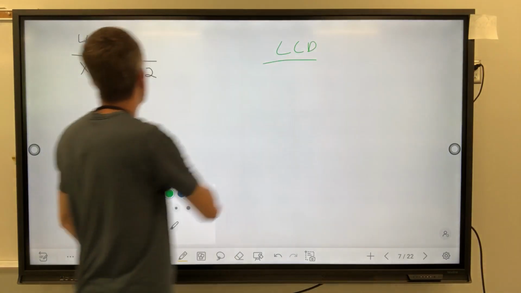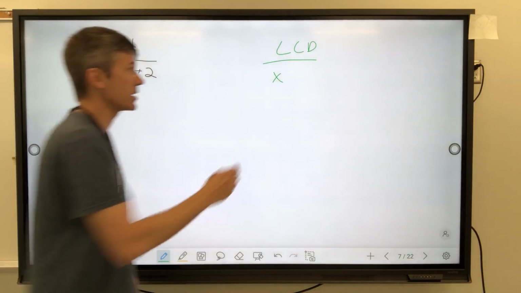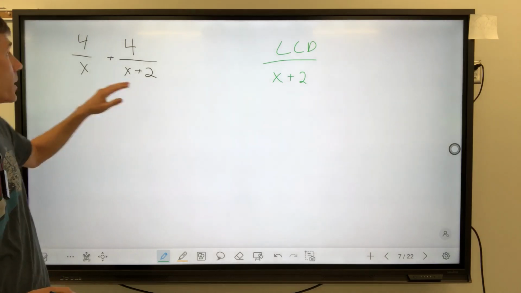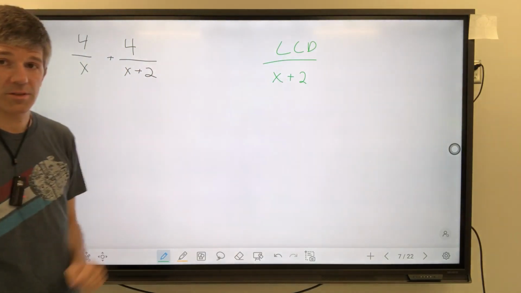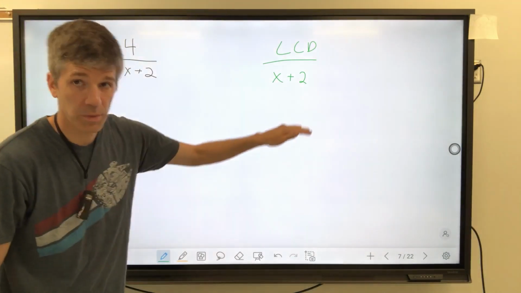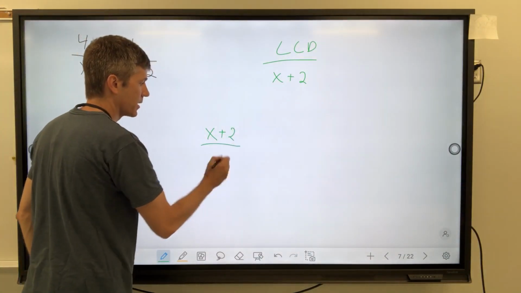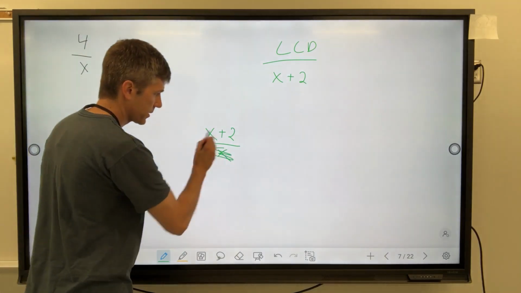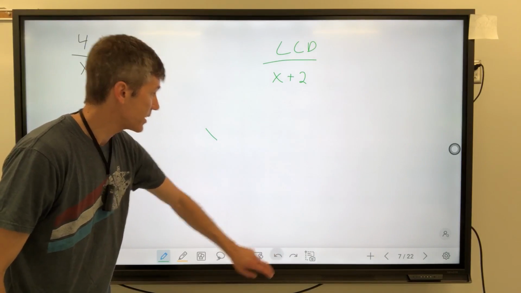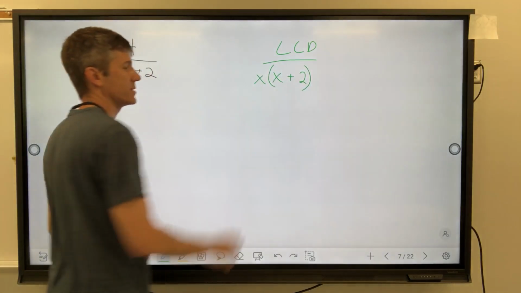Least common denominator is x and x plus 2. Now, if you're tempted to say x plus 2 is my least common denominator, then sure enough, you've got x plus 2 taken care of. Does x go into x plus 2? No, not necessarily. I can't say for sure that x goes into x plus 2, because I would be saying that it is okay to cancel those, and it's not, so don't do it. x and x plus 2 are two separate factors. My least common denominator is this.